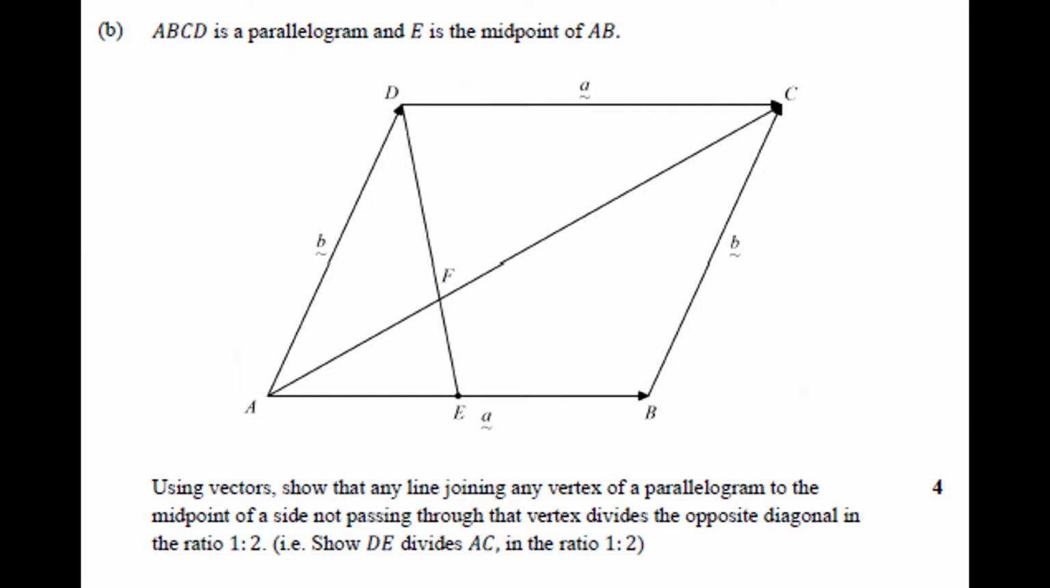And we're asked, using vectors, to show that any line joining any vertex of a parallelogram to the midpoint of a side not passing through that vertex divides the opposite diagonal in the ratio 1 to 2. That's a pretty confusing question, but thankfully they clarify that in this case what we're really being asked to show is that the line DE divides the line AC in the ratio 1 to 2. So let's take a look.